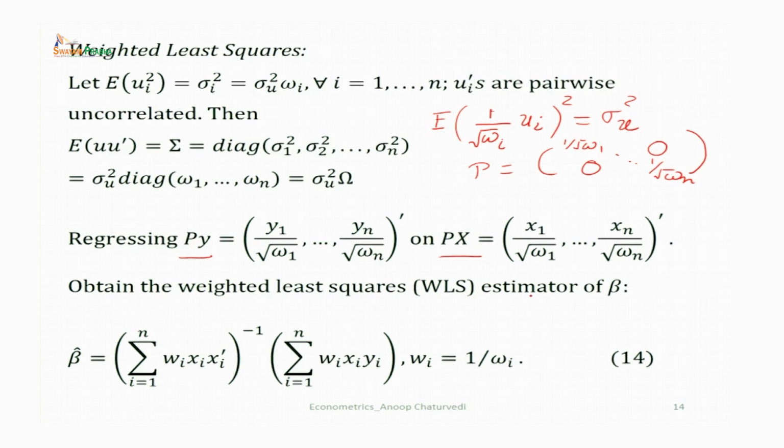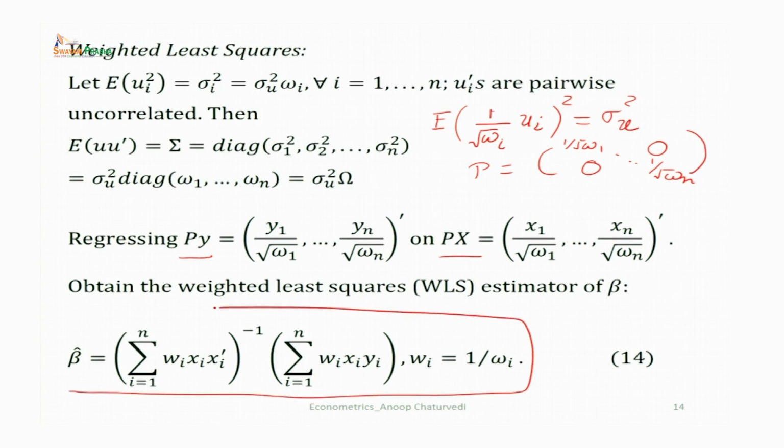And then we obtain the weighted least squares estimator of beta as beta hat equal to the inverse of summation i equal to 1 to n of w_i x_i x_i transpose, times summation i equal to 1 to n of w_i x_i y_i, where w_i is equal to 1 upon omega_i. So, we get this estimator, which is the generalized least squares estimator. Here actually you are having these weights w_i's, and w_i is equal to 1 upon omega_i.